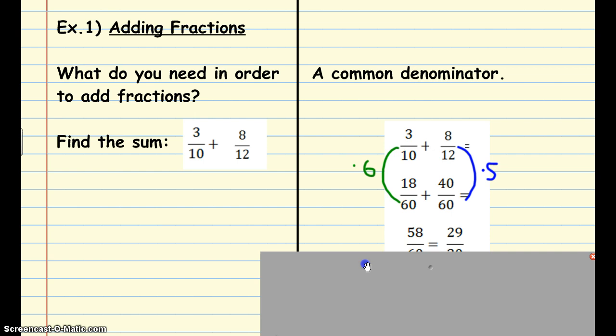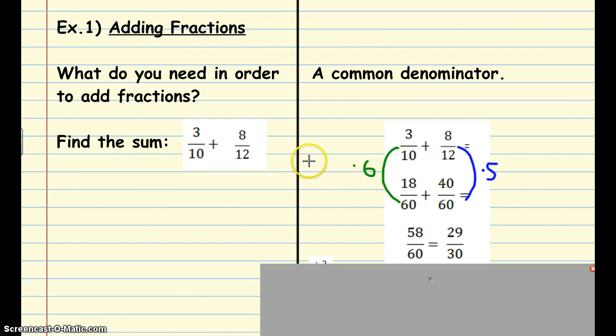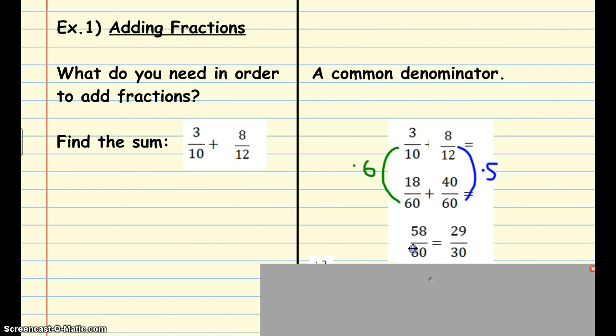Once you have that common denominator, when we're adding, we're going to keep that same denominator. As we can see here, 60 is my denominator. I kept that 60, and once you have that common denominator, all we have to do is add our numerators. So 18 plus 40 gives us 58.